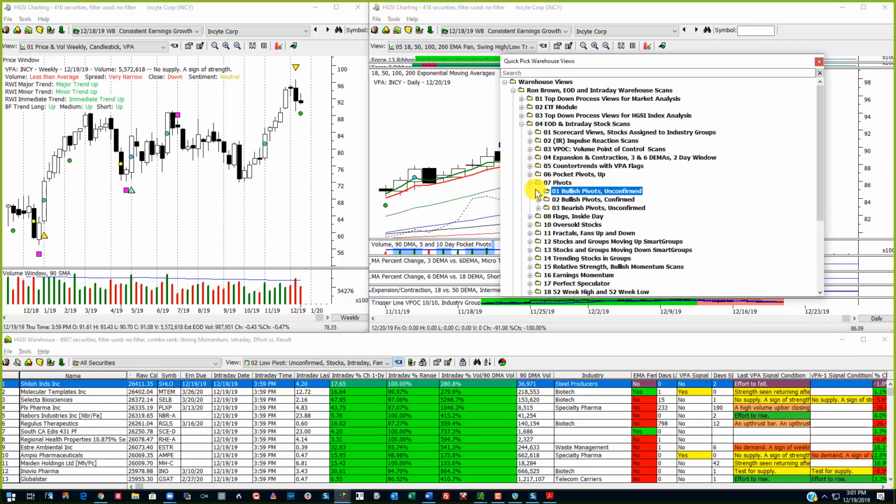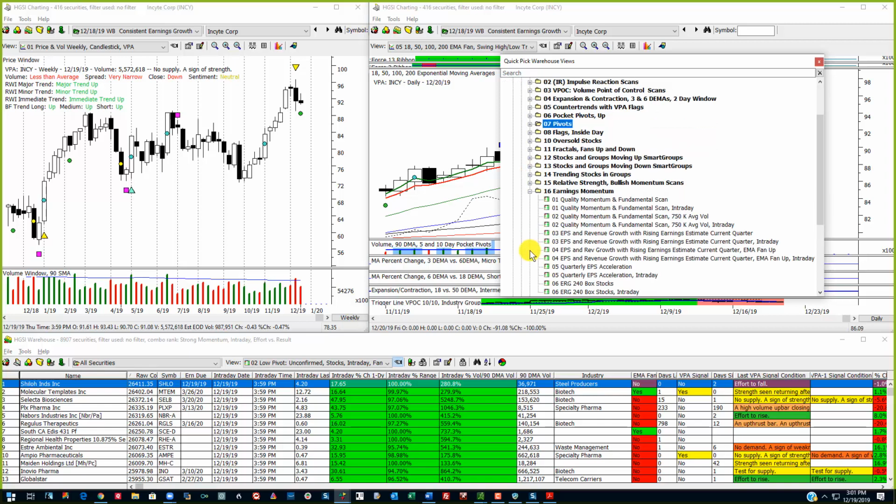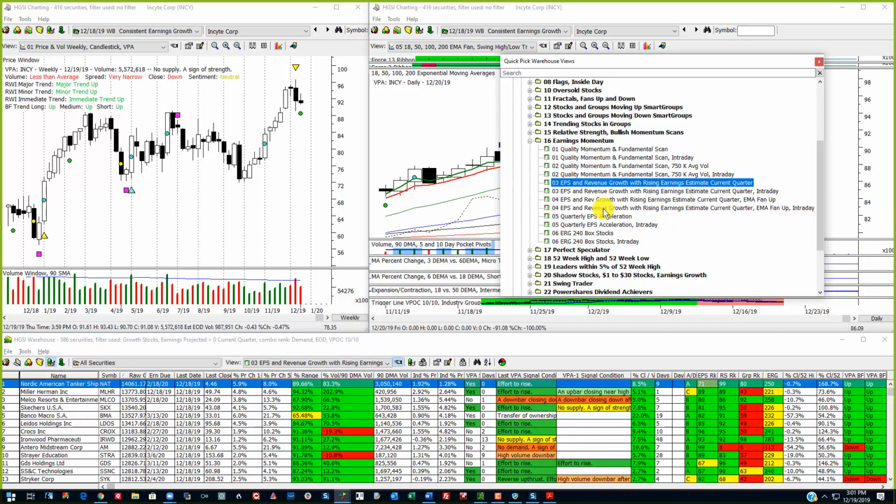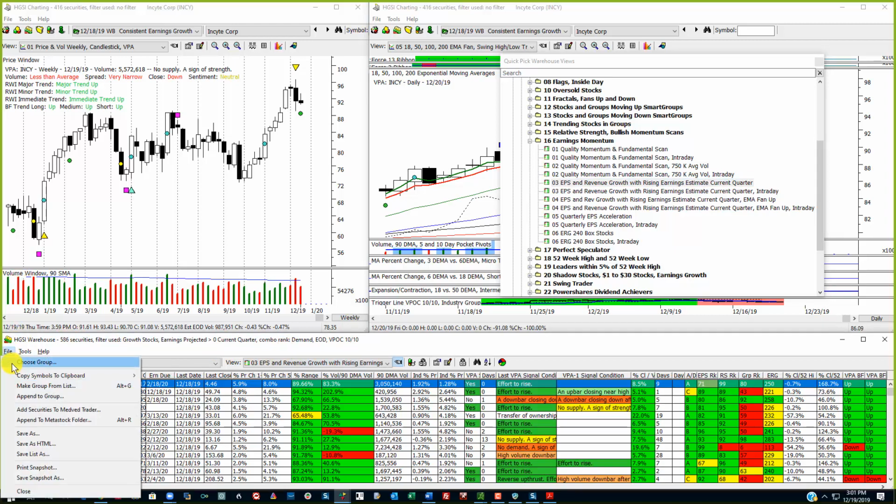So I'm going to go down to folder number 16. It's called Earnings Momentum. And let's use the EPS and revenue growth with rising earnings estimates in the current quarter. There's a lot of stocks that meet that criteria, 586. What I'm going to do is make a group of these stocks.